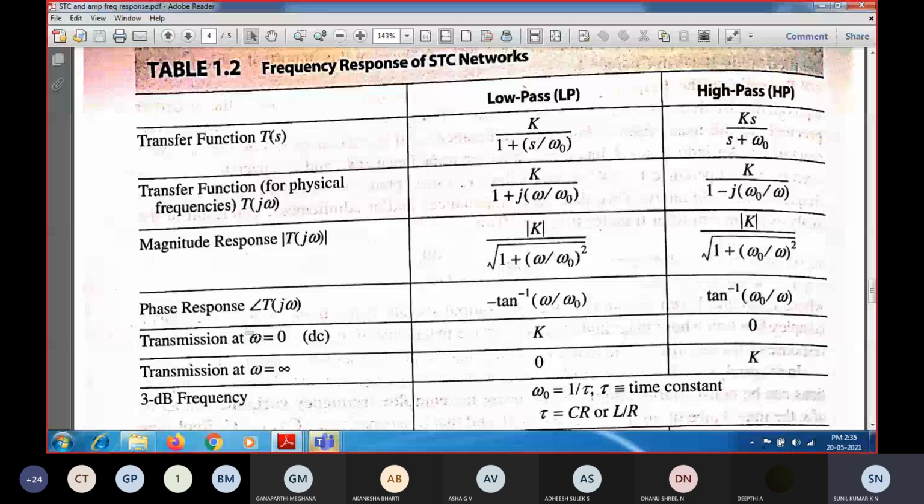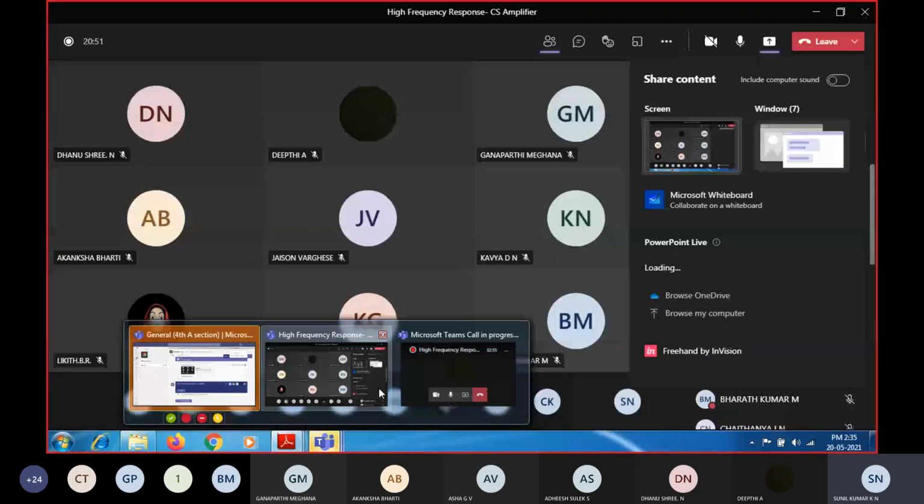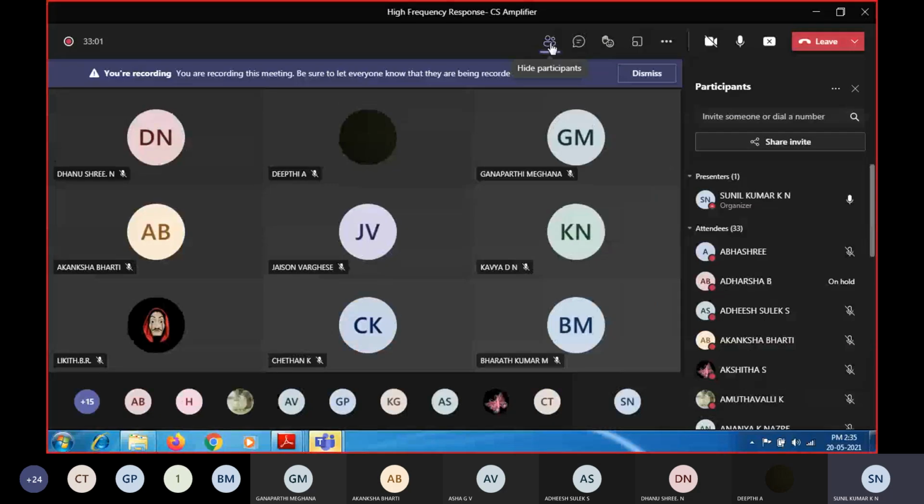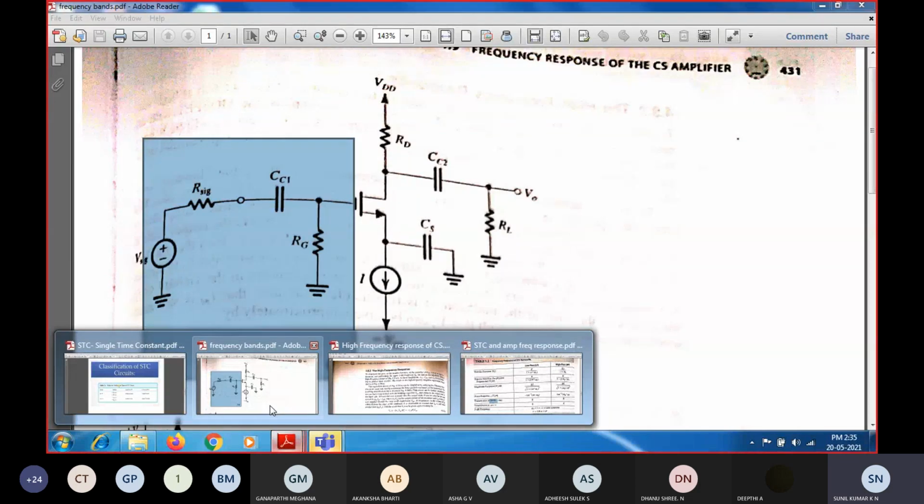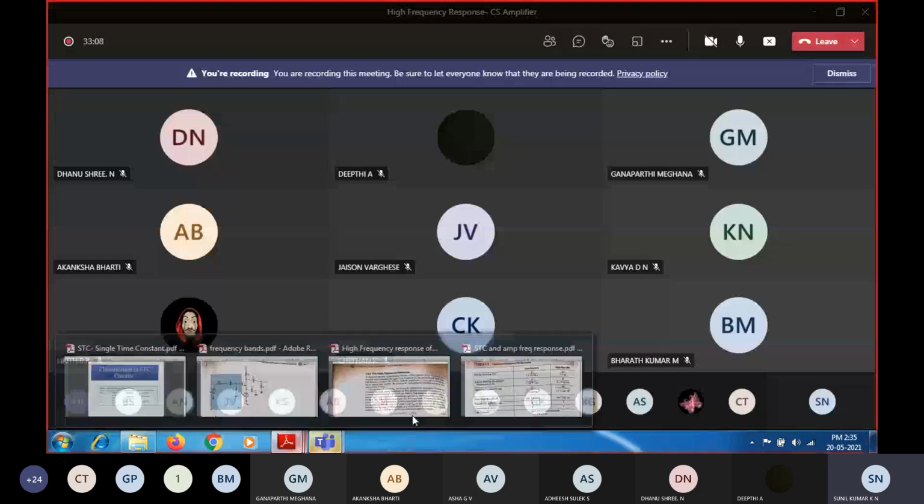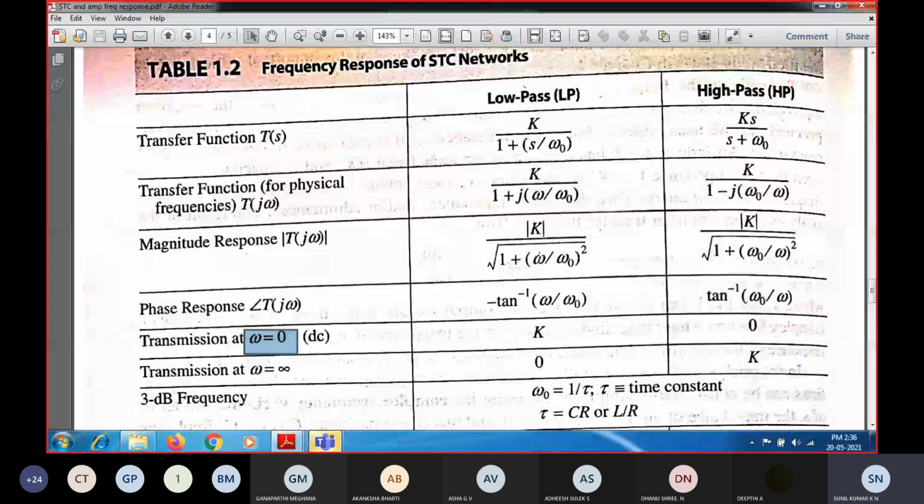So when omega is equal to 0, if you substitute the omega value equal to 0 in the corresponding equation, what you get is 0 by anything, which is nothing but 0. So the whole denominator term will be equal to 0 plus 1, and square root of 1 is 1. So you get the maximum value when omega is equal to 0, which is the transmission gain K, the constant numerator value.